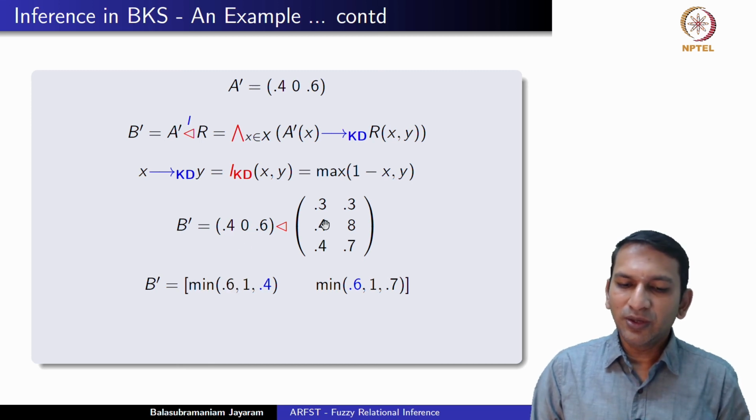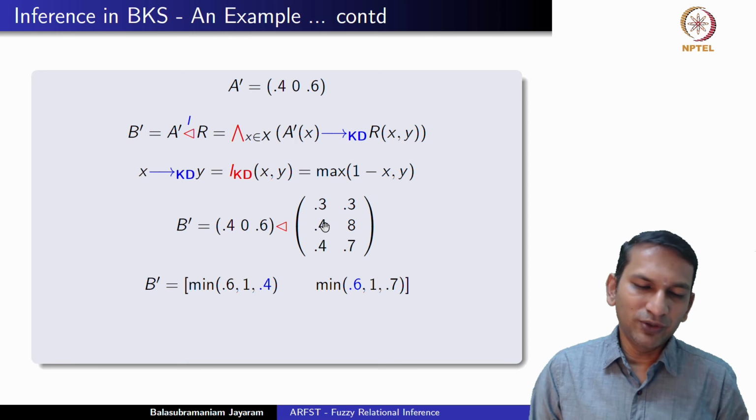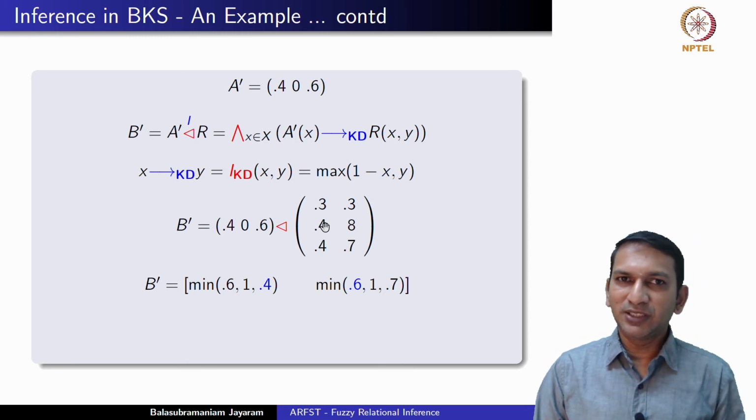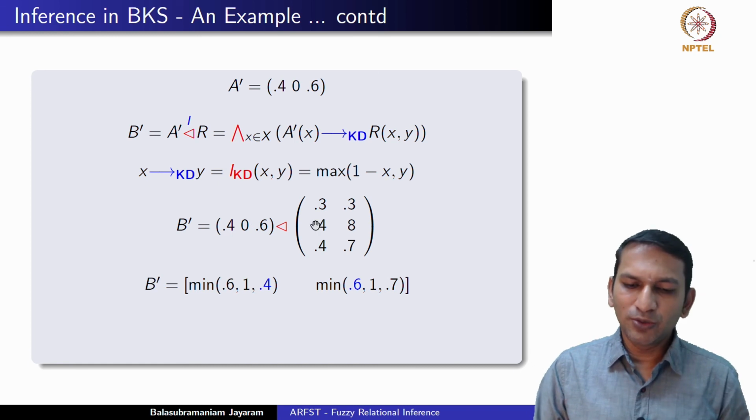Now IKD of 0, 0.4: we know that for an implication, if x is 0, it is 1. So 0.4 will give us 1. And now we need to consider IKD of 0.6, 0.4. Once again, substituting in this formula, we see that it has to be a maximum of 0.4 or 0.4, so it is 0.4.